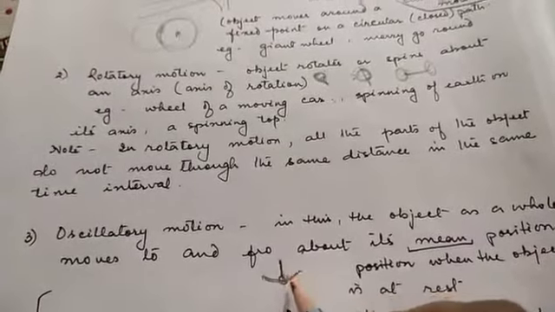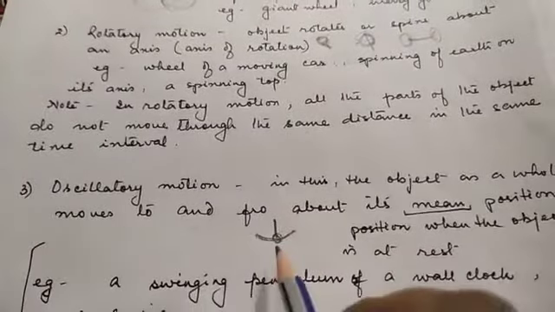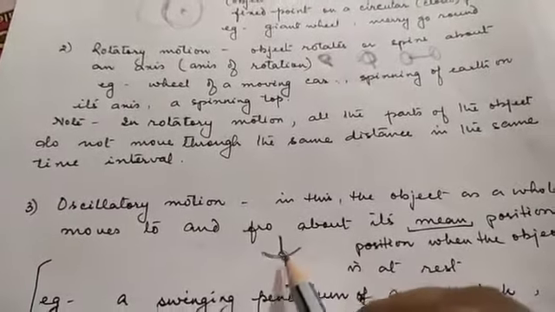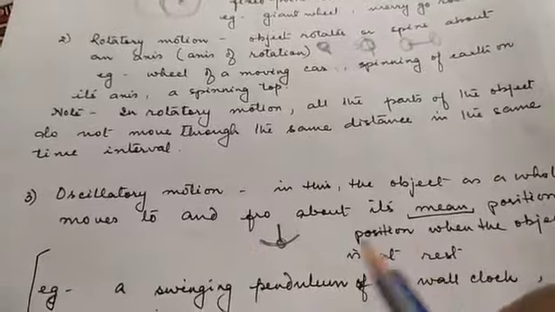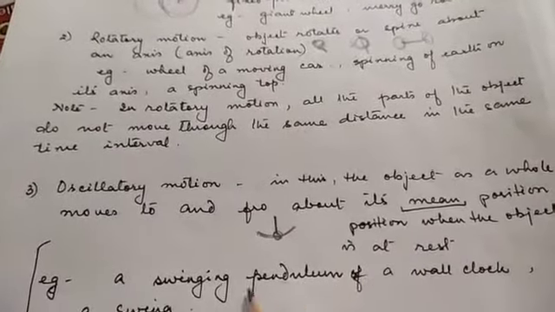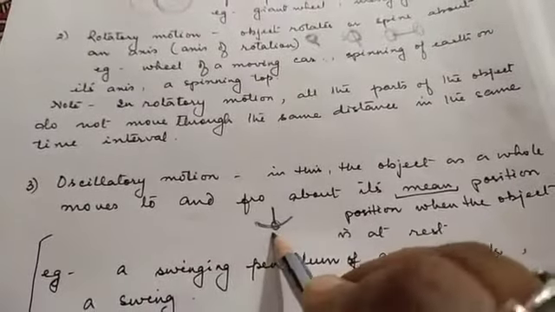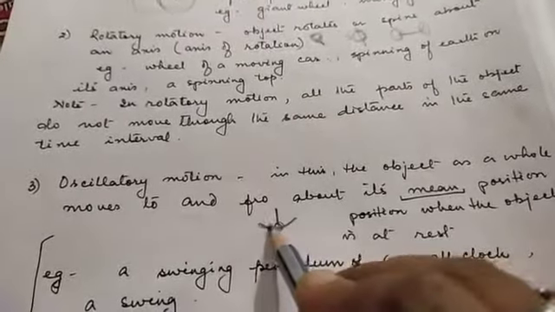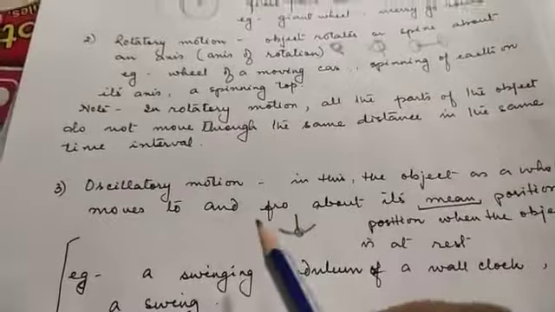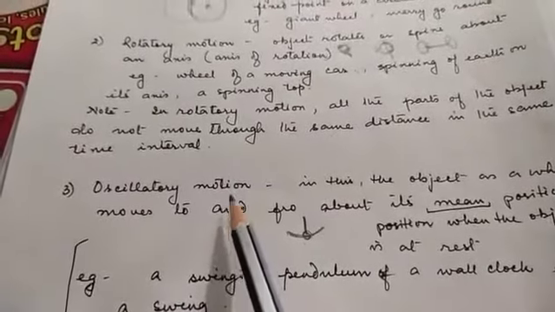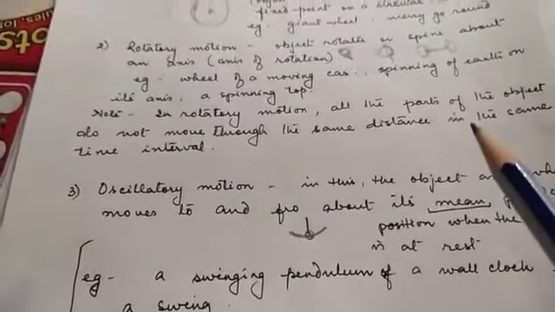You all must have seen swings, right? Then swing is an example of oscillatory motion. Then the swinging pendulum of a wall clock. This also you all must have seen. That is also to and fro motion. So these are examples of oscillatory motion.